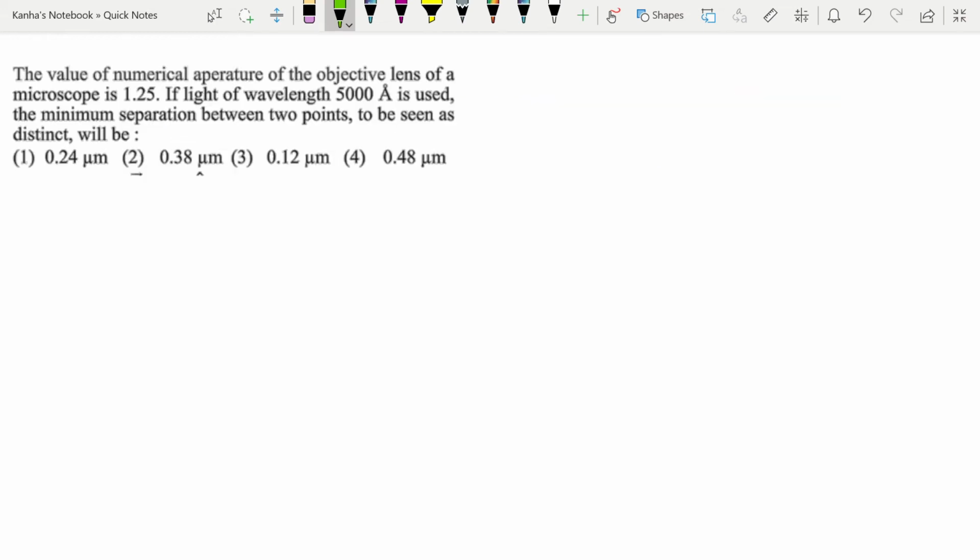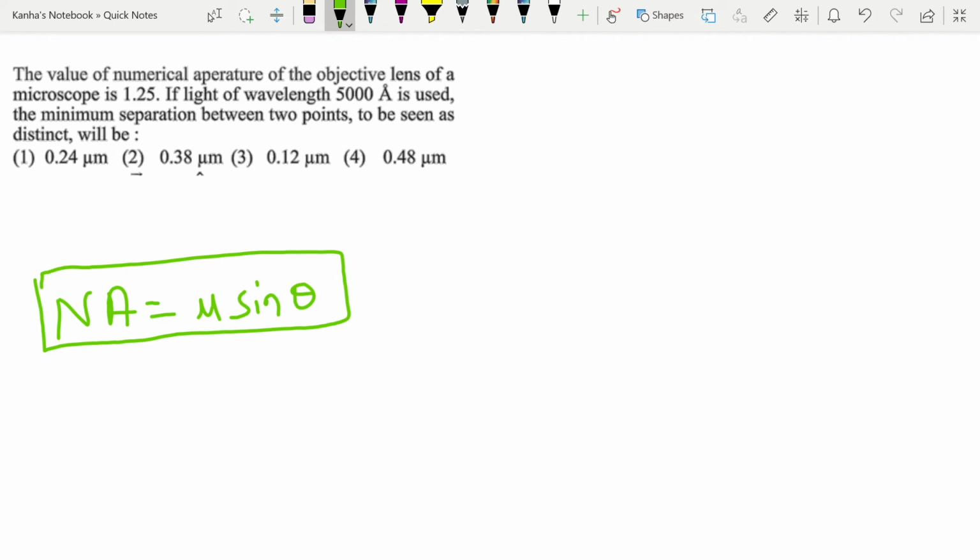Let's look at another question. The value of numerical aperture of the objective lens of a microscope is 1.25. If light of wavelength 5000 angstrom is used, the minimum separation between 2 points to be seen as distinct will be? First of all, you should note what numerical aperture is. It's nothing but mu into sine theta.